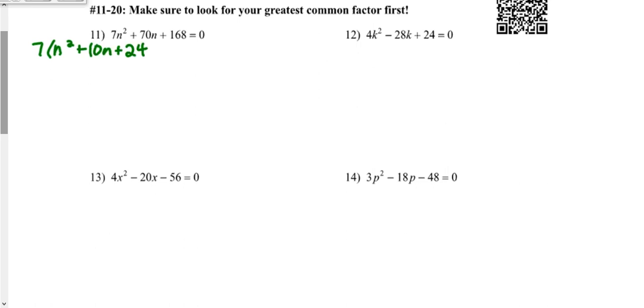So the great thing about this one is that now that we took out the common factor, your A value is actually 1. So you can go back to using that shortcut. So I'll remind you of it. So A times C, and use your new A and C, so that'd be 24. Add to your middle number, which is now 10. So your numbers are 6 and 4.